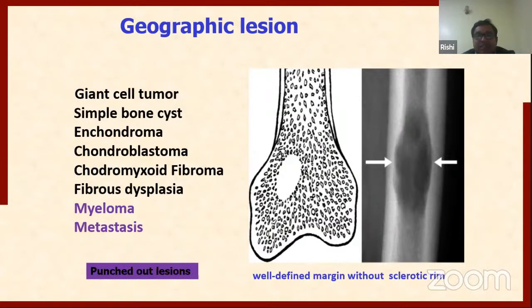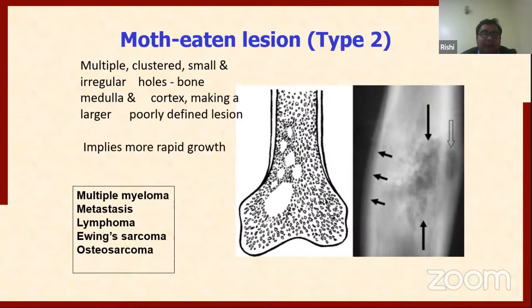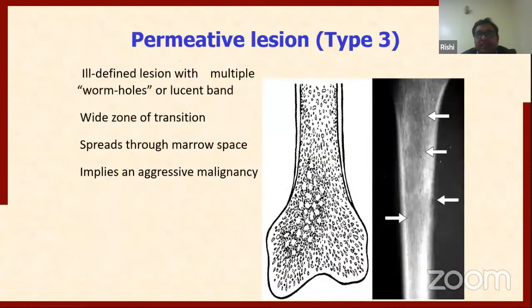But sometimes the punched out lesions as described in myeloma or metastasis can also present as geographic lytic lesions without a sclerotic rim. Moth-eaten appearance is when you see multiple small clustered lesions which coalesce and form a poorly defined lesion, and it implies rapid growth, most commonly seen in malignant lesions, whether metastatic lesions or primary bone lesions. Permeative lesion is the most aggressive lesion, where you can see small multiple wormholes.